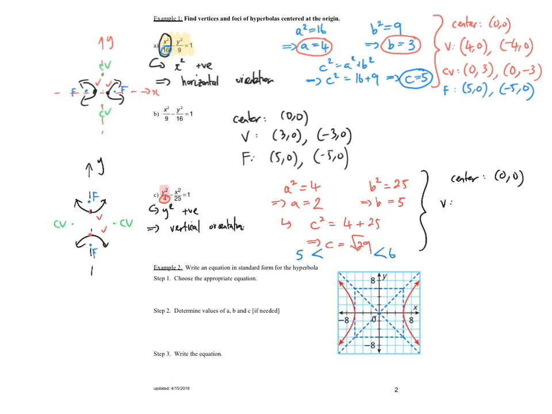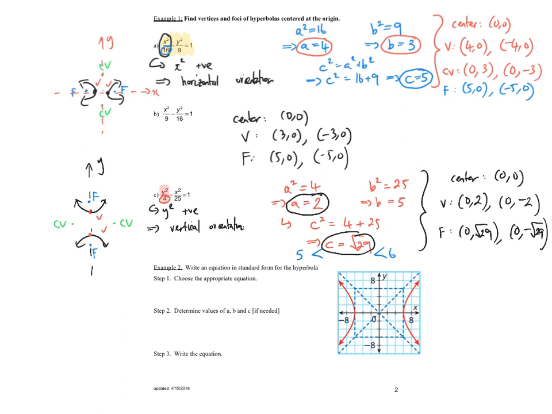They're still given to us by a, so I get a vertex at (0, 2) and a vertex at (0, -2), and our foci again lie on the y-axis. They're given to us by c, so we get a focus at (0, √29) and (0, -√29).